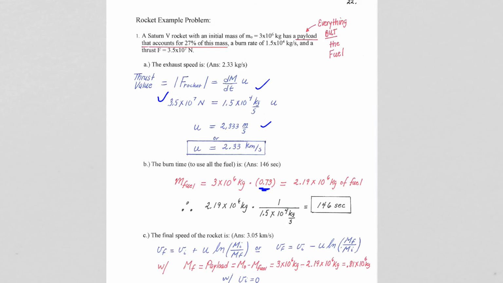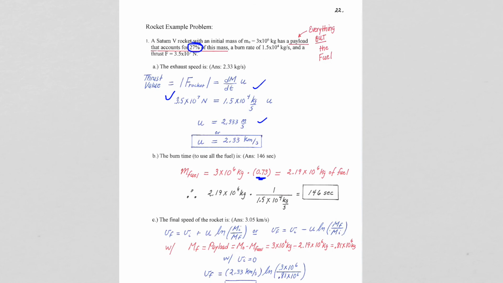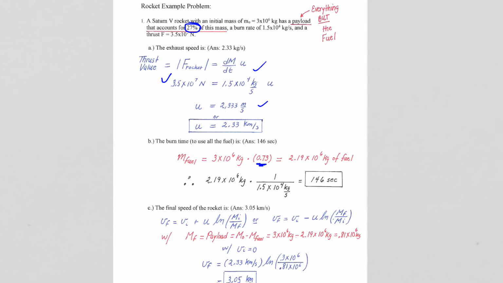and 27% the other stuff, which is called the payload. The other stuff is the payload of the rocket. So the mass of the fuel is gotten by taking whatever is not the payload, and that is what we've done here. And then the burn time to use all of the fuel is given by the number of kilograms per second we are using, multiplied by all of the fuel. 1 on the kilograms per second gives us the amount of time.